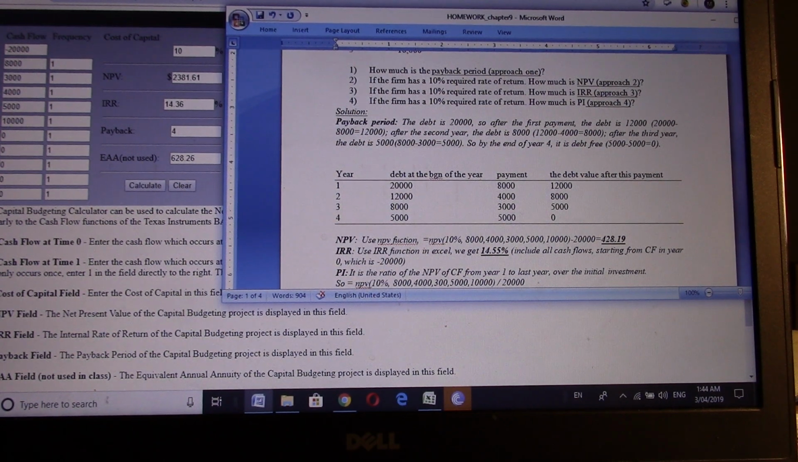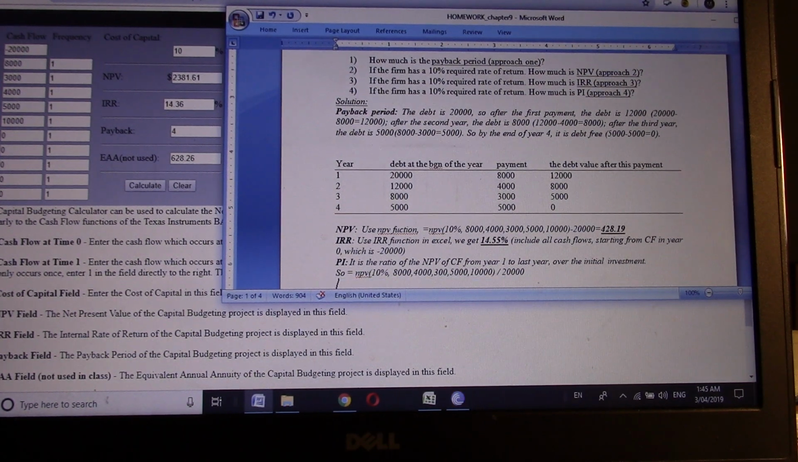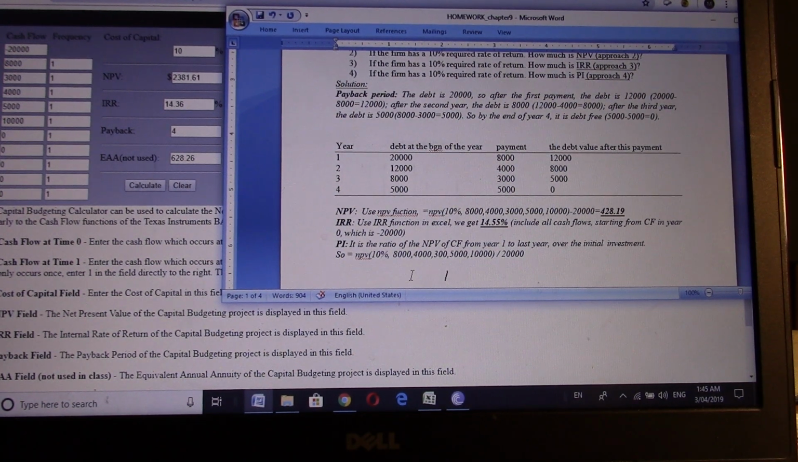The last one is asking you to calculate the profitability index, PI. PI is a ratio of the NPV of cash flows from year 1 to the last year over the initial investment. So you should get the NPV of cash flows from year 1 to year 5, and then divide it by the initial investment. This is the equation. If you're using Excel, this is how you should get the profitability index. Okay, so this is question number 1.